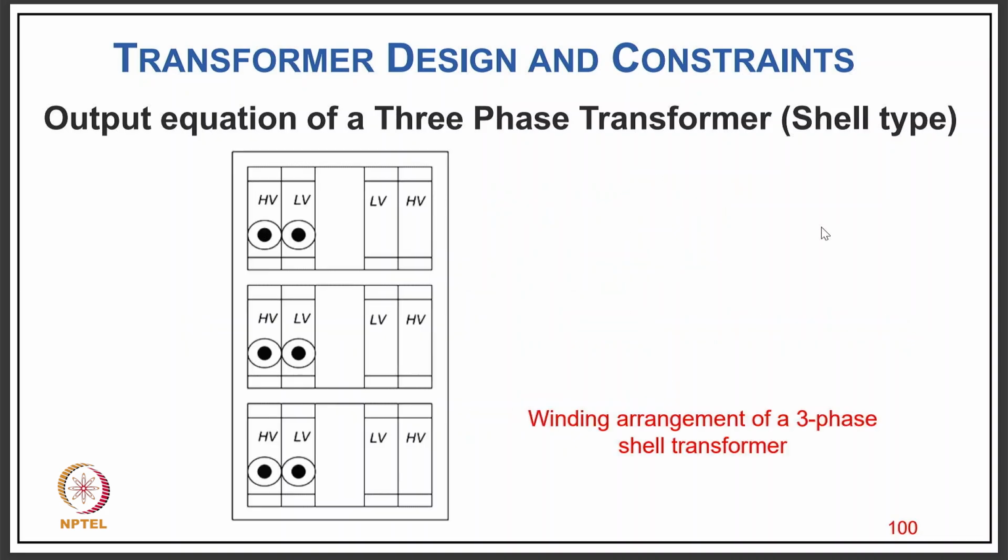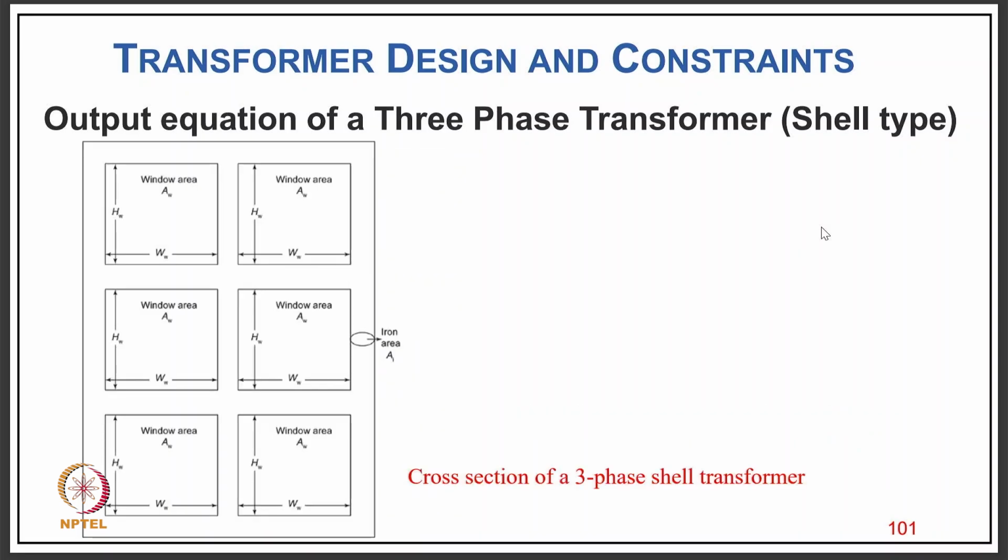So now coming to the output equation of the shell type transformer. You have the primary, the LV winding closer to the core and the HV winding away from the core, a special arrangement with the sandwich coil, normally on each limb. And as you can see, this is how the window area is defined for each limb.